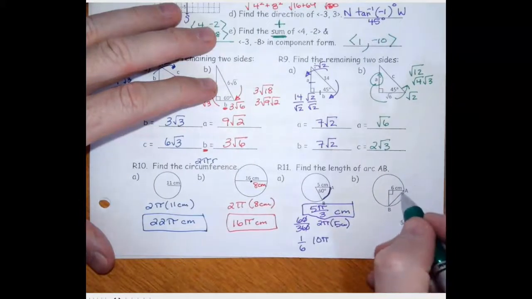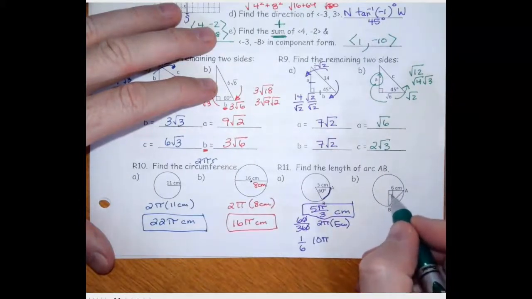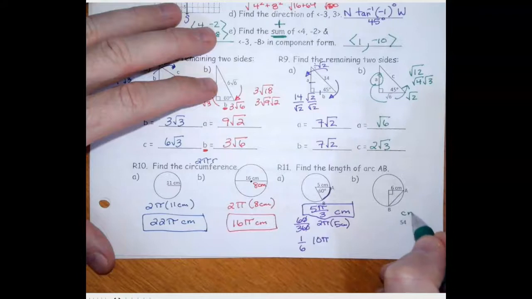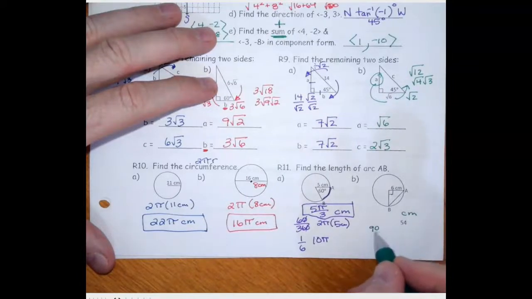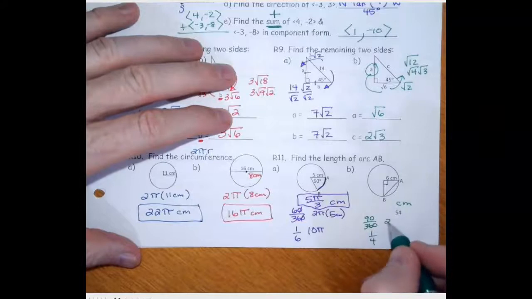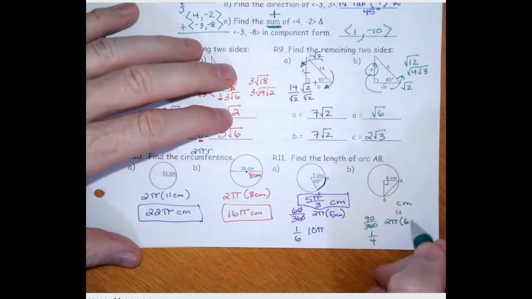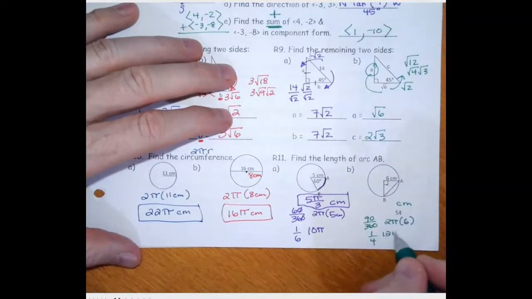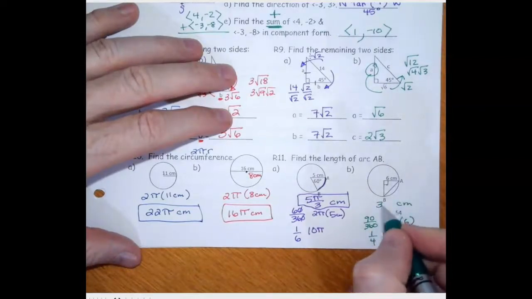Okay, and here, kind of the same thing, so it's centimeters, so we'll put centimeters. This is 90, so 90 over 360 is 1/4. The circumference is 2 pi r, so that's going to be 12 pi, and 12 over 4 is 3. So that's going to just be 3 pi.